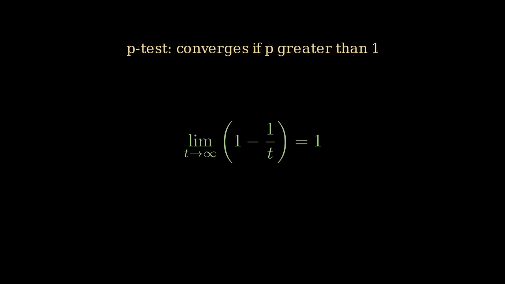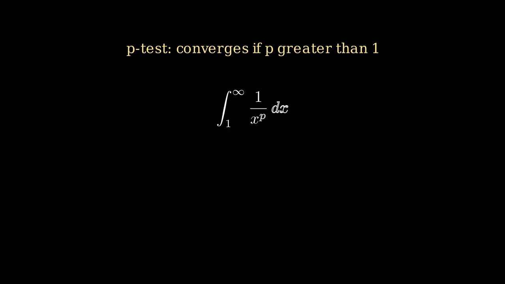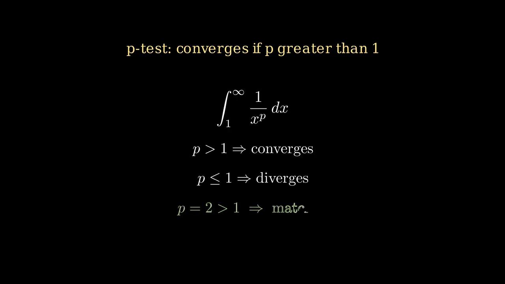Here's a useful trick for integrals of the form, the integral from 1 to infinity of 1 divided by x to the power p dx. You don't need to redo this whole computation every time. Just look at the value of p. The integral converges if p is greater than 1, and it diverges if p is less than or equal to 1. Our example had p equals 2, which is greater than 1, so it had to converge, matching what we found.